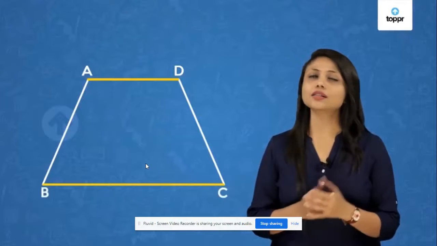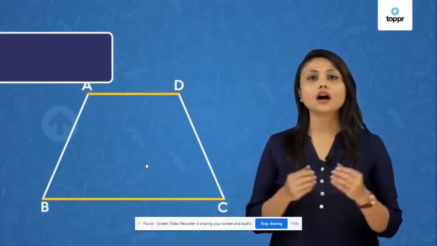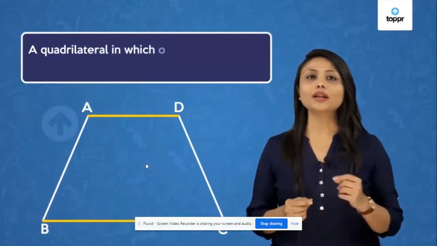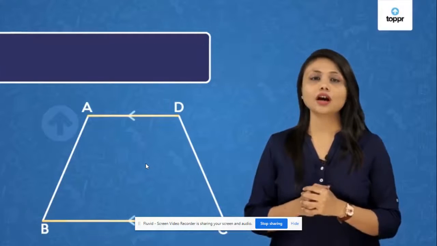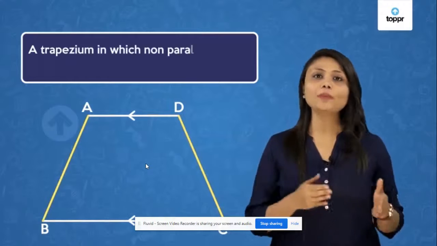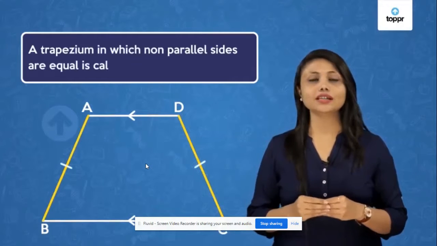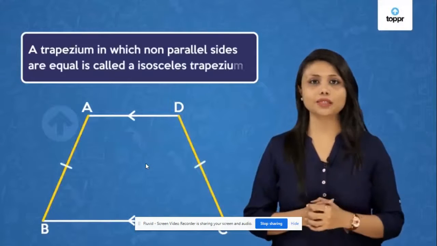Let us learn some new concepts here. A quadrilateral in which one pair of opposite sides is parallel is called a trapezium. A trapezium in which non-parallel sides are equal is called an isosceles trapezium.